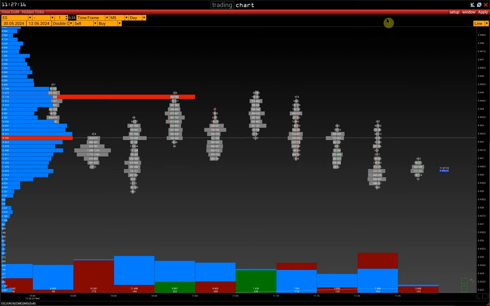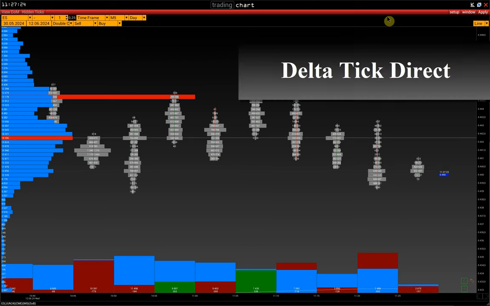Delta Aggressor shows which side is more active making trades and is an indicator of market pressure. Delta Tick Direct calculates the delta based on the direction of each tick. If the price of the current tick is higher than the previous one, the whole delta will be positive. And vice versa. A tick is each price change.